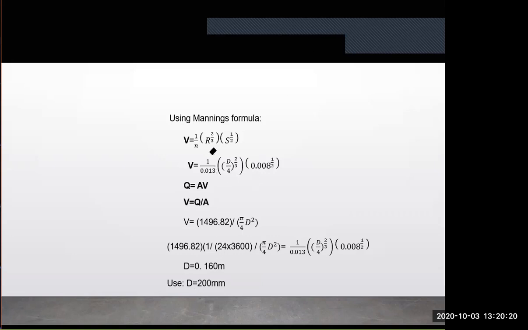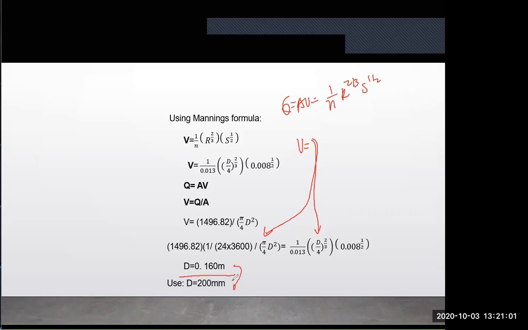And then, let me draw. Okay, so here, if you want to go, velocity can be computed from the formula that Q is equal to AV, or from your Manning's equation, 1 over n r 2/3 s 1/2. So you are now given an equation in terms of the D, or that is now the diameter. And then modify your equation such that you can now solve for the diameter, and then you will get 0.16 meters. Convert that one to mm.